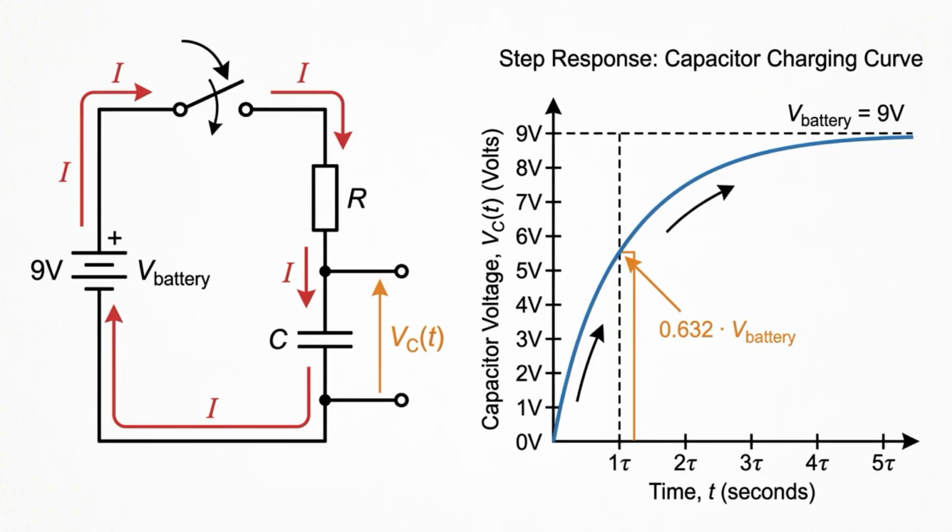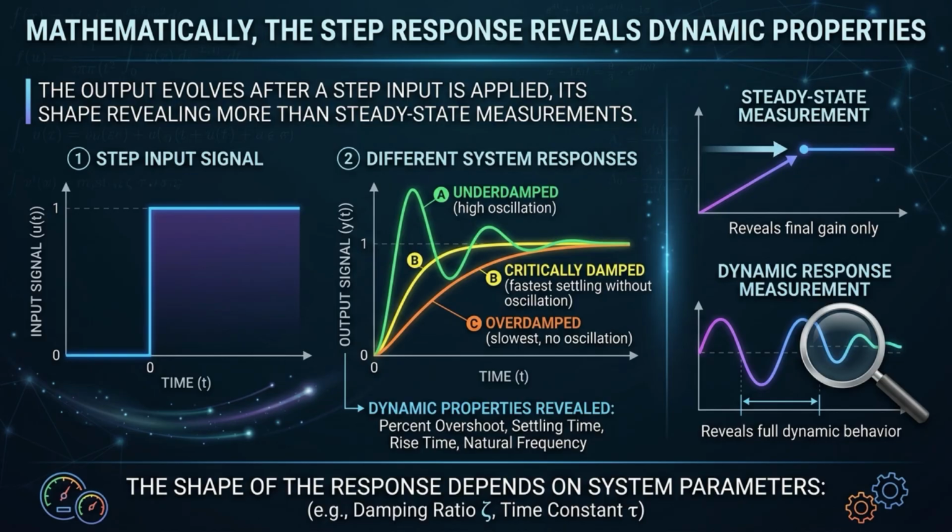Physically, consider an RC circuit connected to a battery. When the switch closes, the capacitor does not instantly charge to the battery voltage. Instead, the voltage rises gradually according to the circuit's time constant. This charging curve is a classic example of a step response. Mathematically, the step response describes how the output evolves after a step input is applied. The shape of the response depends on the system's parameters and reveals important dynamic properties that cannot be observed from steady-state measurements alone.